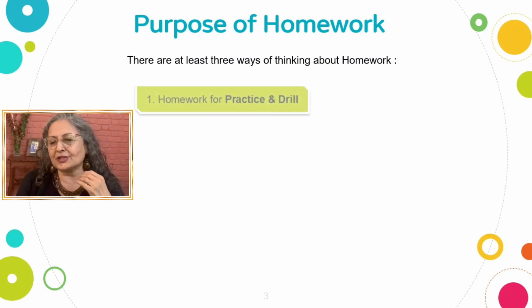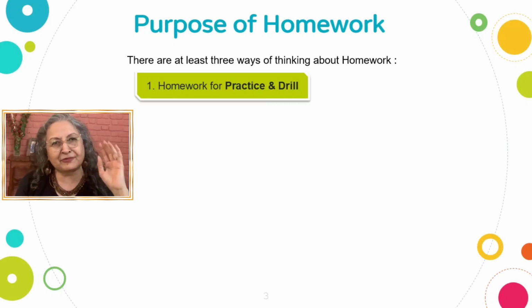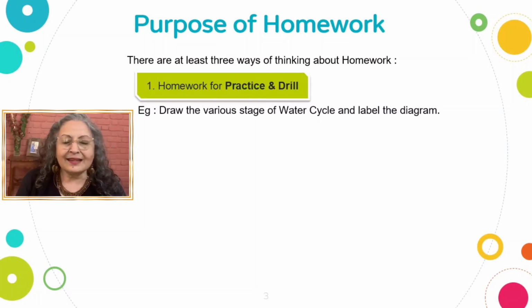One is something which is very commonly known and we've done it all the time. It is for drill and practice. So if I were to continue with my unit of the water cycle that I picked up from the first episode of lesson planning, I might simply say, draw the various stages of the water cycle and label it. It's a revision, it's a drill, it's a practice. We do this kind of thing all the time. But then we seem to be stopping there.